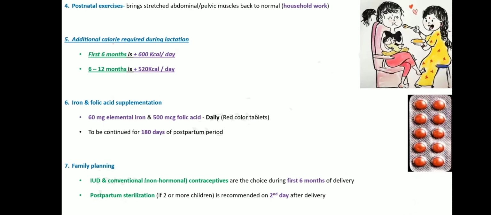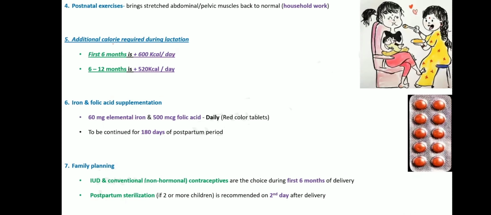Moving on to family planning. The family planning methods, that is intrauterine devices and conventional non-hormonal contraceptives, are the choice for women during the first 6 months after delivery. And postpartum sterilization is advised for the woman if she has two or more children, and it is usually recommended on the second day after delivery.